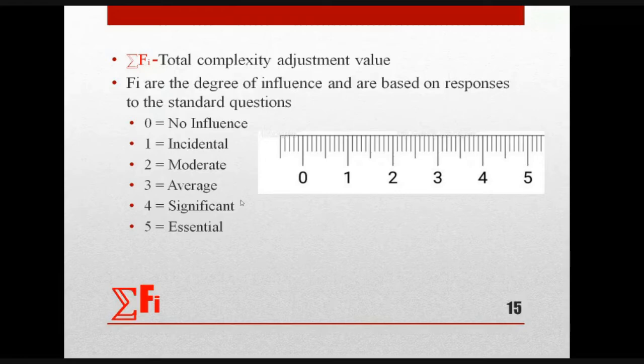Don't worry about what that complexity adjustment value is, I'll tell you that. Just remember a scale. You have a scale with you, right? In that scale, 0 represents no influence, 1 represents incidental, 2 represents moderate, 3 represents average, 4 represents significant, 5 represents essential. So this is the total complexity adjustment value, right?